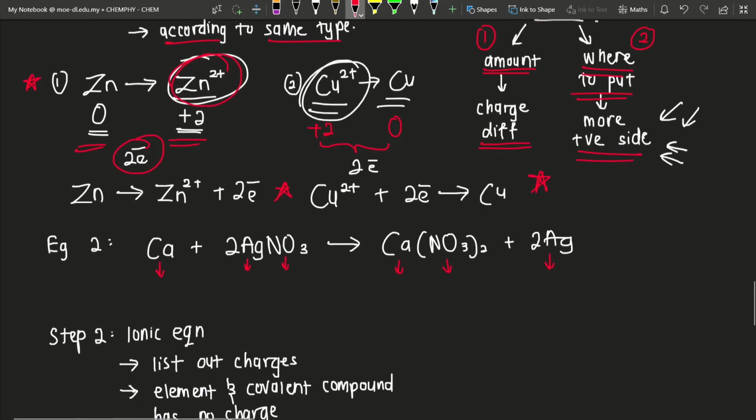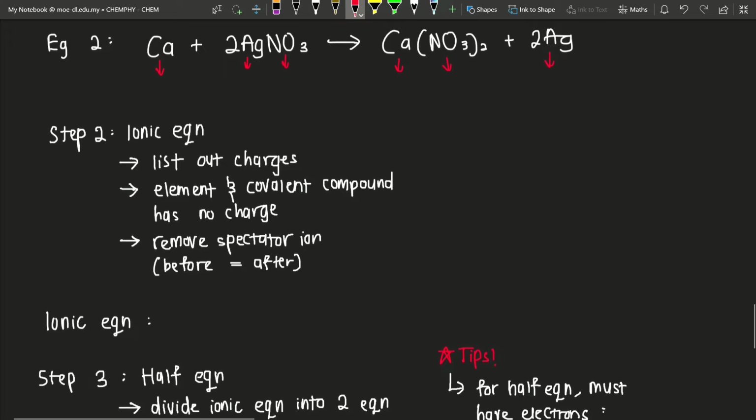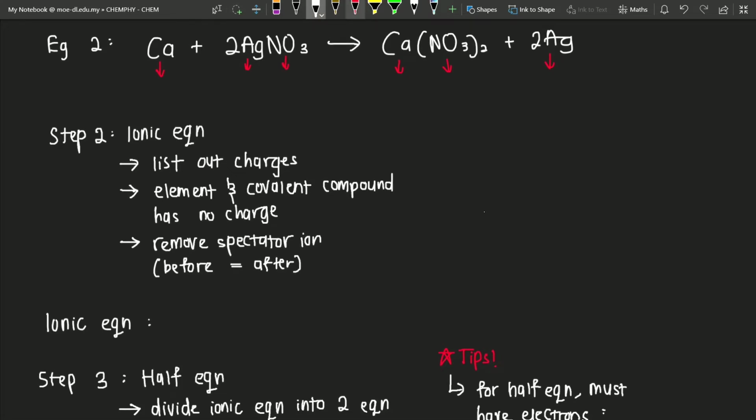So let us take a look at the second example to improve your understanding. So second example, we got calcium react with silver nitrate to produce calcium nitrate and silver. Kita ada calcium bertindak balas dengan argentum nitrat menghasilkan calcium nitrat dan argentum. So kita dah ada persamaan kimia normal yang dah seimbang, balanced chemical equation. Step kedua, you must find the ionic equation, persamaan ion.